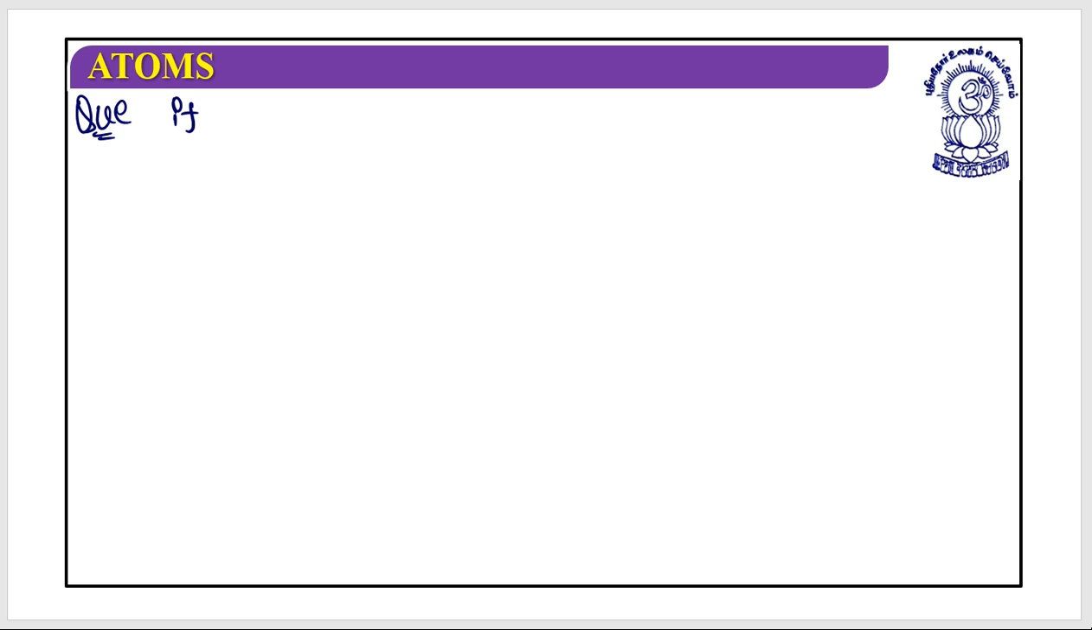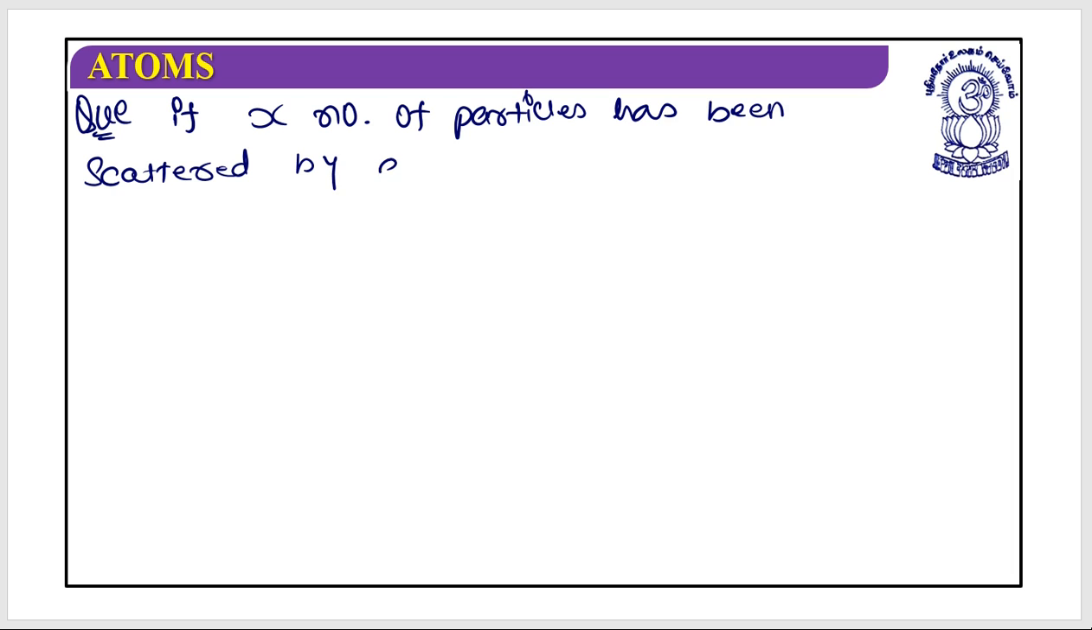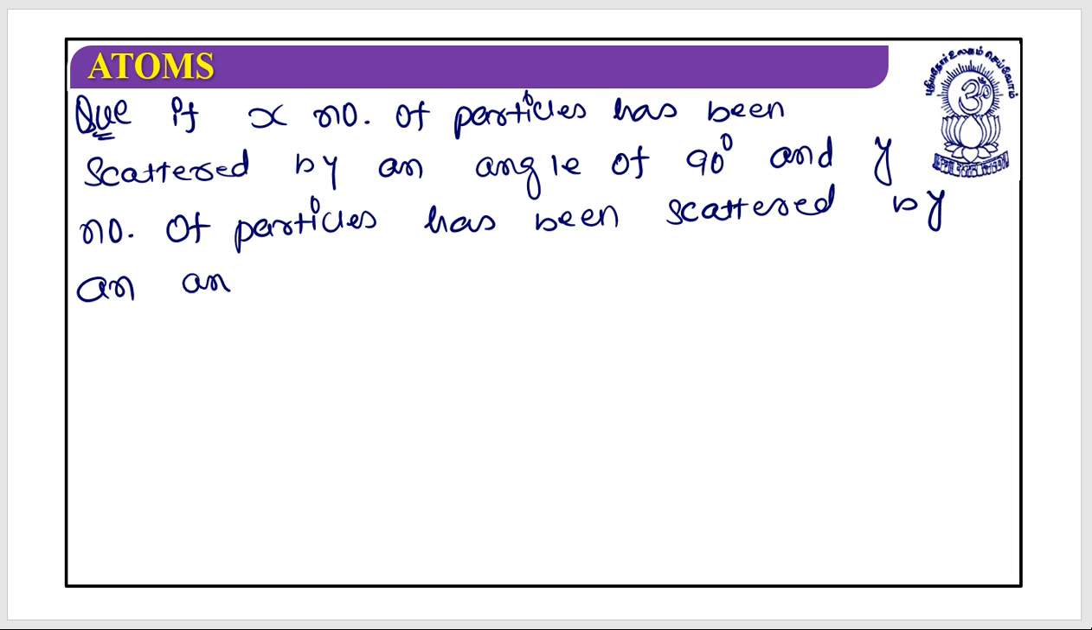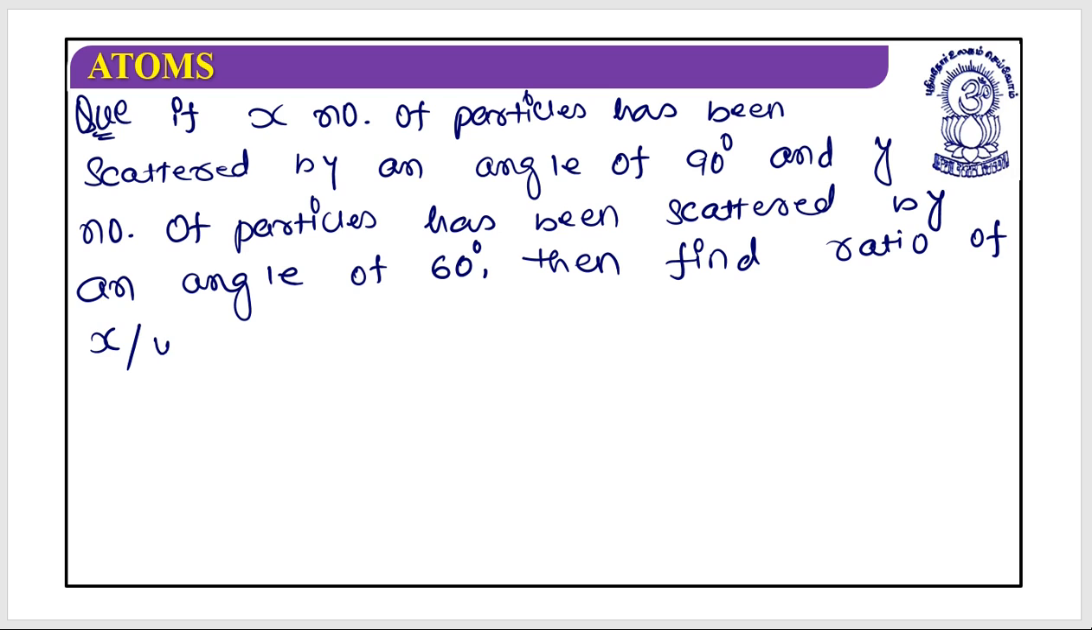The question says that if x number of particles has been scattered by an angle of 90 degree and y number of particles has been scattered by an angle of 60 degree, then find the ratio of x to y. This is the question. How will I do this?